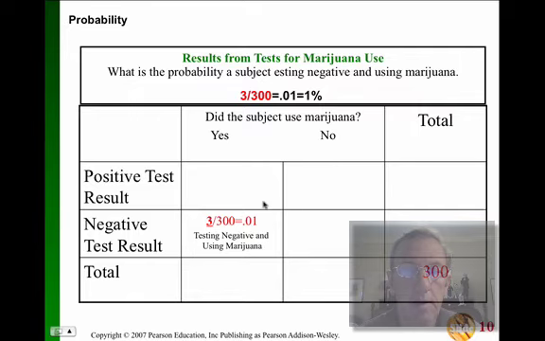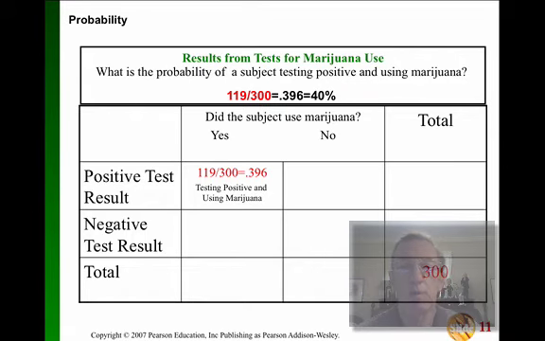So let's see for yes to usage and a negative test result. Sure enough, there's our 3 divided by 300, or 1%. So if I randomly select one person out of the 300, there's a 1% chance I'll get someone who said yes to usage and had a negative test result. There's a 39.6%, or almost 40% chance I would get yes to usage and a positive test result. And that makes sense: 119 out of 300.